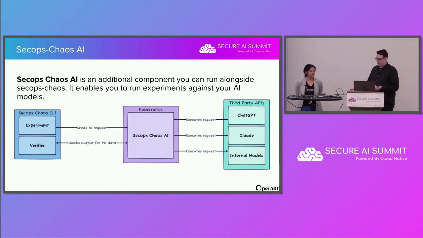So how does this relate to AI? SecOps-Chaos has this concept of components, which is additional software that you can run alongside SecOps-Chaos, and it allows you to run experiments against AI, for example. In this example, we have our experiment. It's sending an API request. It's checking the output for PII data. You can run against ChatGPT, Claude, or internal models you might have developed. So this enables us to run some of these chaos engineering experiments against AI and LLM models.